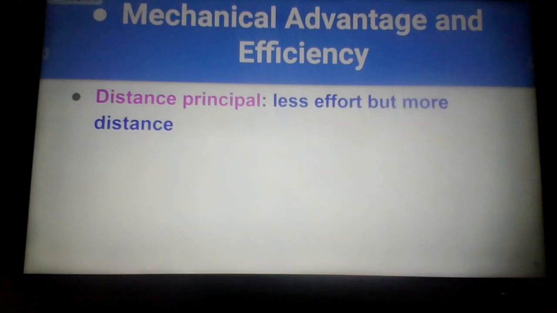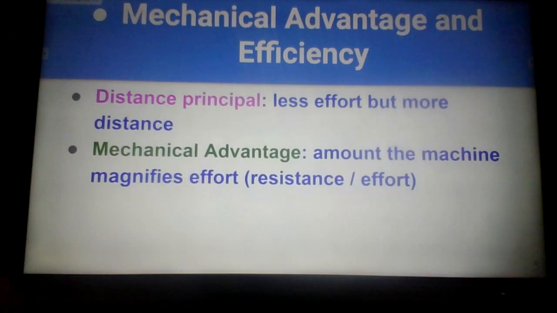What is efficiency? Here again are some fancy terms that have simple meanings. Remember the distance principle. Less effort but more distance. If I want to decrease the amount of effort force I have to put into a task, I can do that if I'm willing to apply that lesser force over a longer distance. This will come really into play in the next set of notes when we talk more about inclined planes and pulleys. The distance principle says, though, in order for me to use less effort to perform the job, I have to apply that less effort over a longer distance.